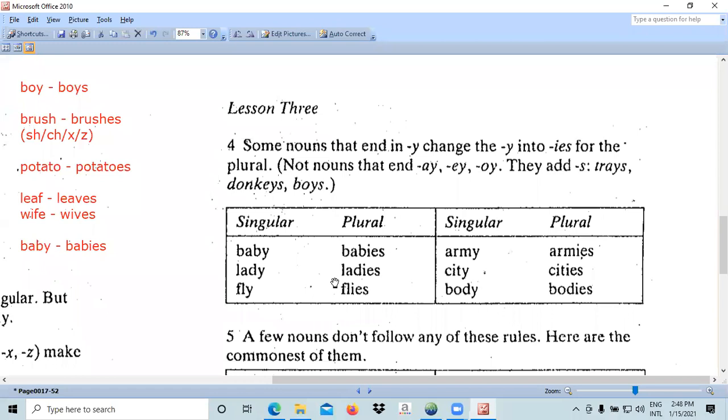Baby, babies. Lady, ladies. Fly, flies. Army, armies. City, cities. Body, bodies.